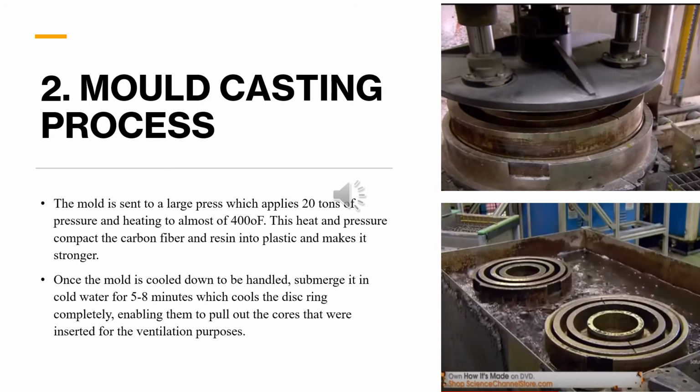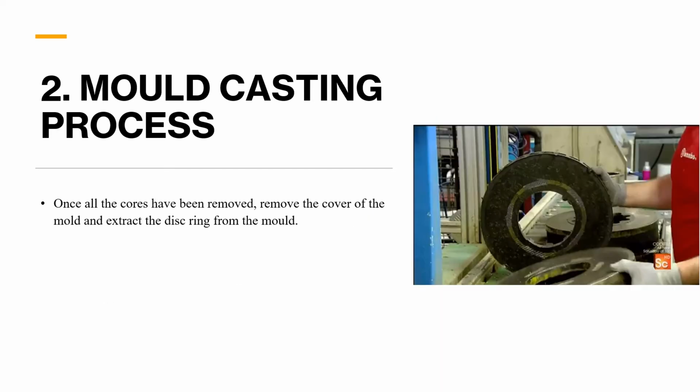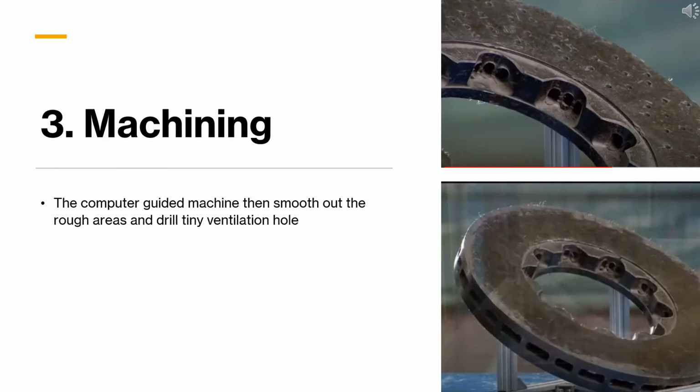The mold is sent to a large press which applies 20 tons of pressure and heat of almost up to 400 degrees Fahrenheit. This heat and pressure compact the carbon fiber and resin into plastic and make it stronger. Once the mold is cooled down and handled, it is submerged into cold water for 5 to 8 minutes, which cools the disc ring completely, enabling them to pull out the cores that were inserted for ventilation purposes. Once all the cores have been removed, remove the cover of the mold and extract the disc ring from the mold.